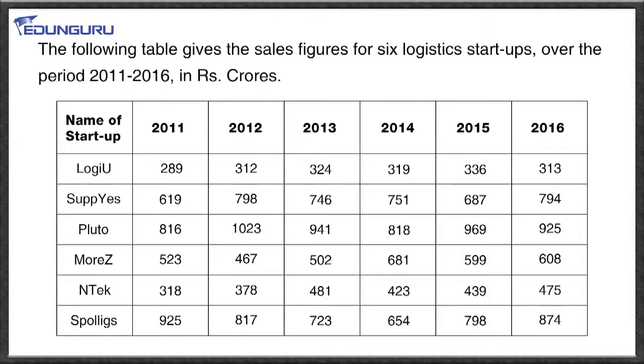Moving on to the next one, more Z. In more Z, we can see that there is one major increase from 502 to 681. That was in 2013 to 2014. What is that increase? 681 divided by 502 gives you a 35.7% increase. Now, do we need to go any further analyzing the table? No, because you already know that you've got one instance where it is more than 35%, and that is the largest possible option you have.